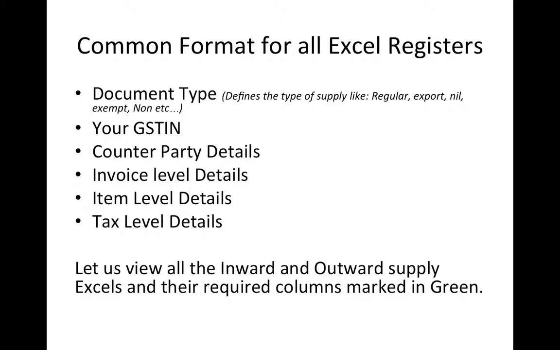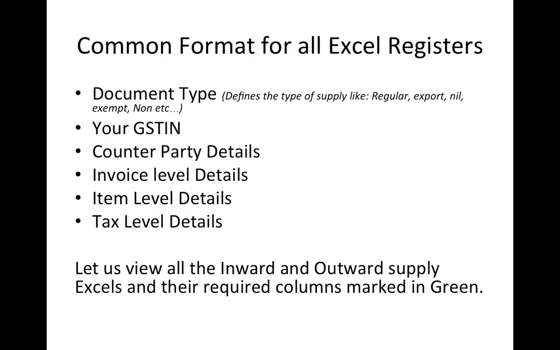The next column is your own GSTN. If you're providing sales, it's your supplier GSTN. Or if you're doing purchase, it's a receiver GSTN. But this is your own GSTN. The next few columns are the counterparty details, where the counterparty name, the counterparty GSTN number, if applicable, and the counterparty state are mandatory.